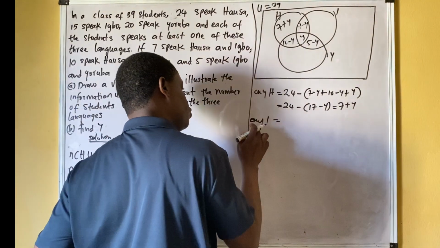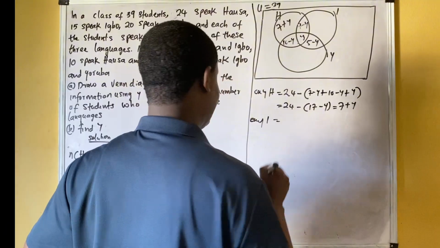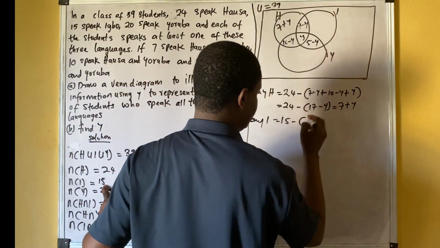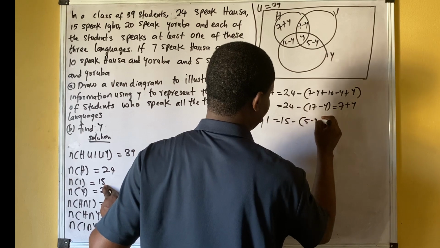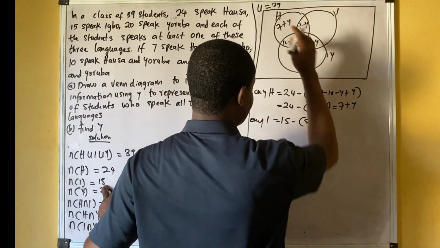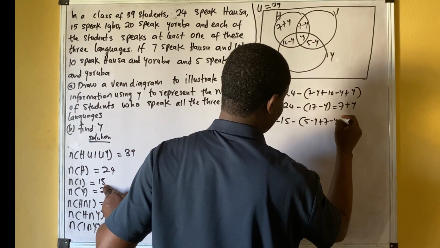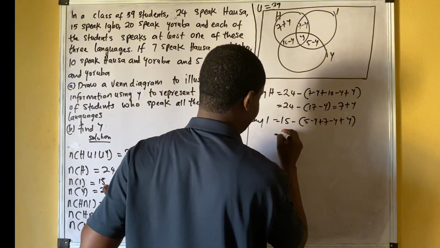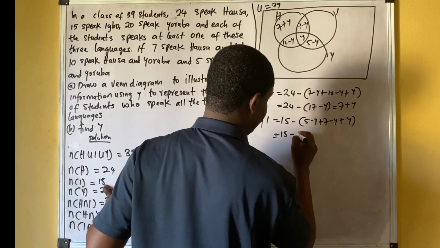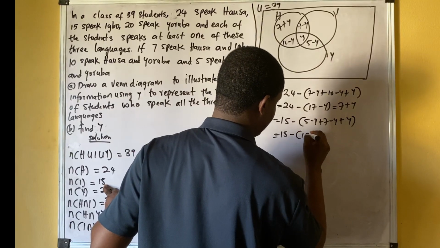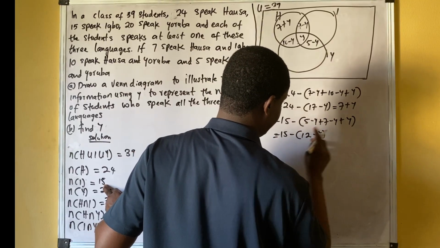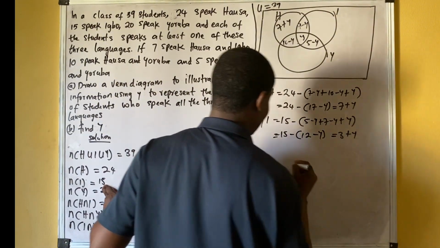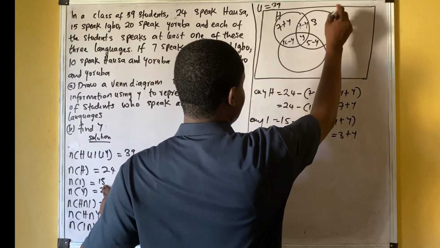So let's look for those who speak Igbo only. Their number is 15 minus those who speak Igbo and Yoruba, which is 5 minus Y, plus those who speak Igbo and Hausa, which is 7 minus Y, plus those who speak all the three languages, so plus Y. So we're going to have 15 minus, we're going to have 12 minus Y. So if you work out this bracket, it will give you 3 plus Y. So we'll have it that those who speak Igbo only will be 3 plus Y.